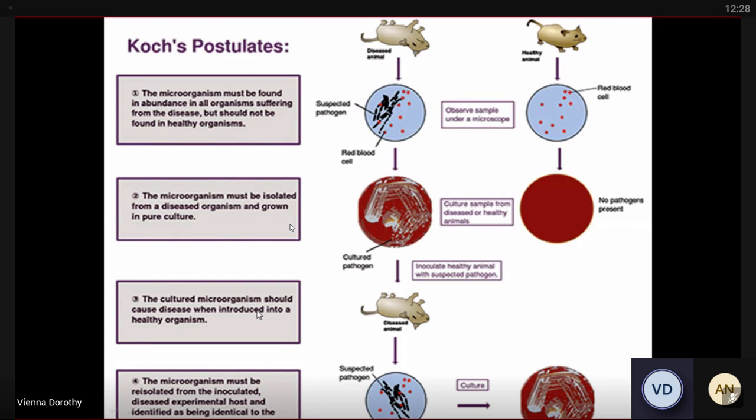Moving on to the third postulate, it says that organisms are growing in this media, isn't it? Now if I pick up the organism from this plate and I inject it into a healthy animal, the healthy animal also should have the same symptoms that the first animal had. That is the third postulate. Did you understand this postulate?